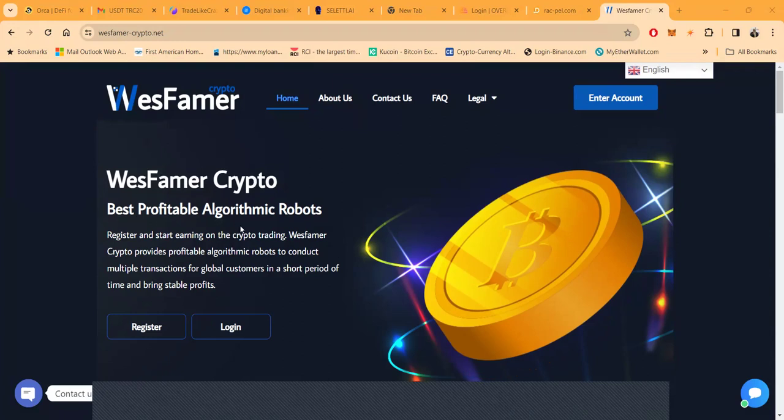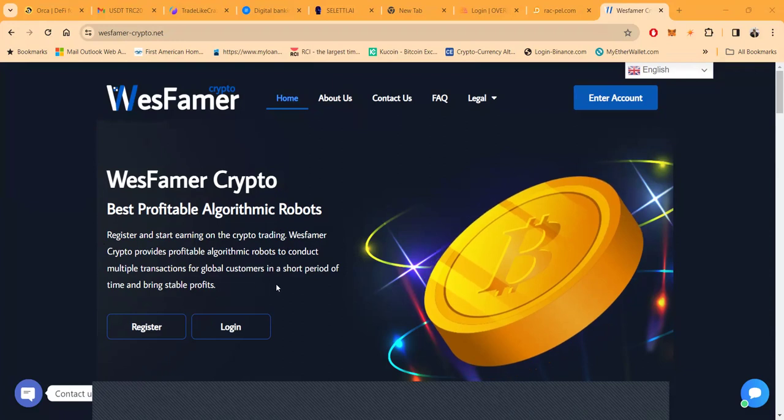Wesfamer Crypto, best profitable algorithmic robot. Register and start earning on crypto trading. Wesfamer Crypto provides profitable algorithmic robots to conduct multiple transactions for global customers in a short period of time and bring stable profits. Let's get right to it.